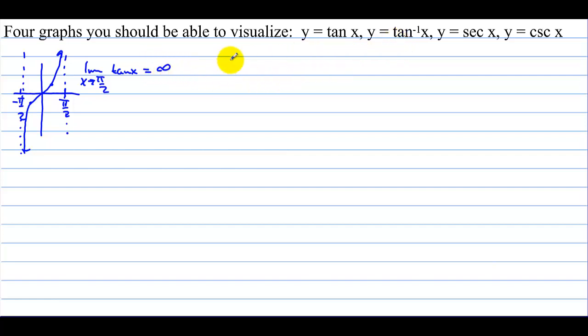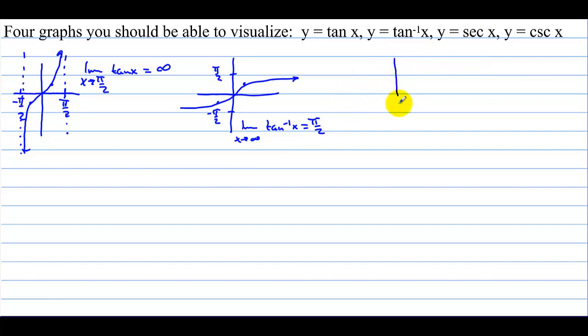The next one is inverse tangent, and this is where we switch x and y. Up here we're going to have pi over 2, and down here we'll have negative pi over 2. So inverse tangent of 1 is pi over 4. Inverse tangent of negative 1 is negative pi over 4. And the graph looks like this, and it's going to level off to pi over 2. So the limit as x approaches infinity of inverse tangent of x is equal to pi over 2.